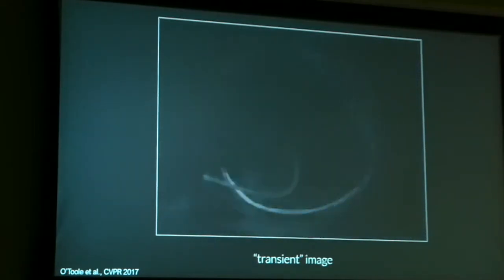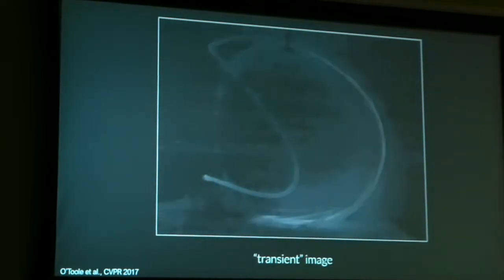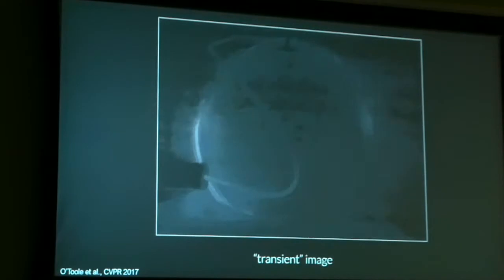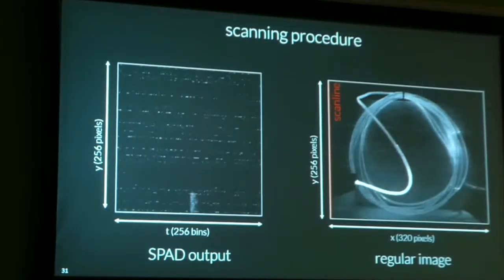So imaging at a trillion frames per second kind of uncovers this new dimension of scene understanding, and it's also just kind of fun to look at. Okay, so how do we capture this type of image?